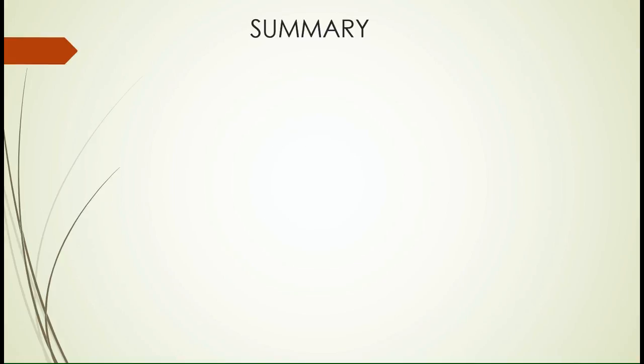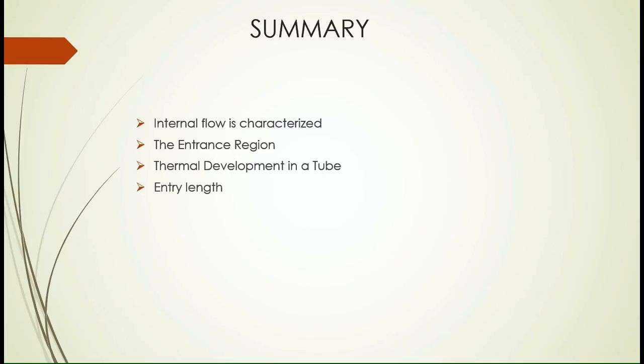Firstly, internal flow is characterized by the fluid being completely confined by the inner surface of the tube. For the flow in a tube to be laminar, the Reynolds number must be below 2300. And then the length of the region from the tube inlet to the point at which the flow becomes fully developed is the hydrodynamic entry length.